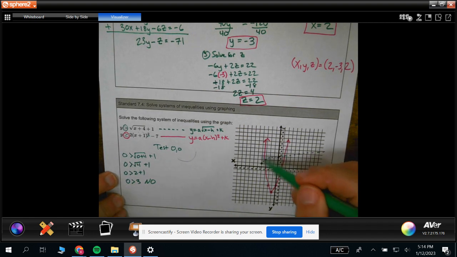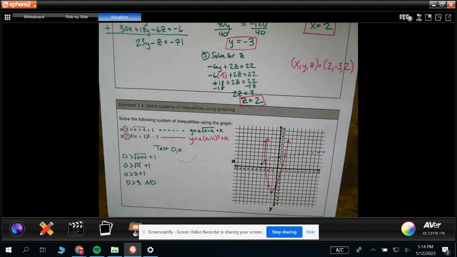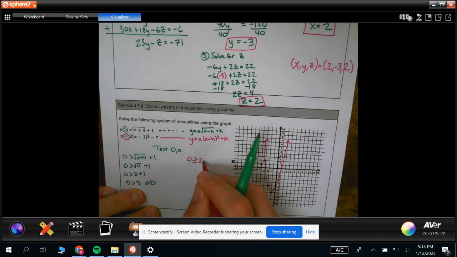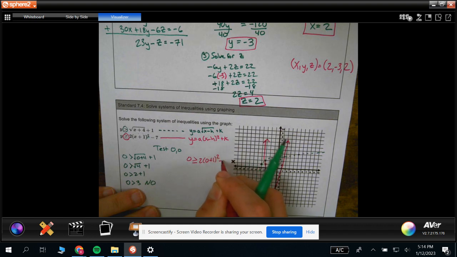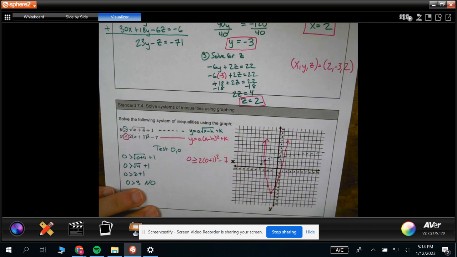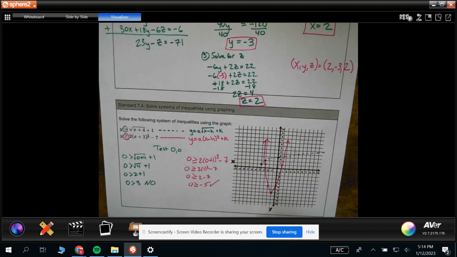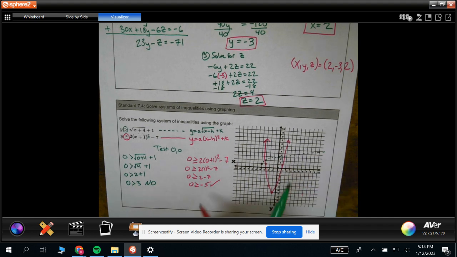So we know we're shading above the square root. 0, 0 does not work as a solution for this inequality, so we have to shade above. Now let's test it for the parabola. Is 0 greater than or equal to 2 times 0 plus 1 squared, minus 7? Is 0 greater than or equal to 2 times 1 squared minus 7? Is 0 greater than or equal to 2 minus 7? Is 0 greater than or equal to negative 5? It is. So we need to shade inside the parabola.